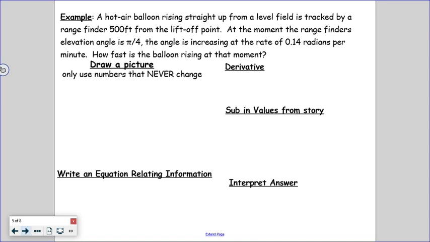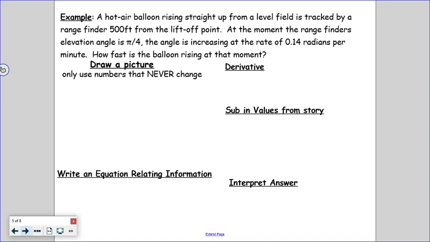So let's start, and this first one's not too bad. The second one, as you read it, gets even more overwhelming just because they throw a lot of stuff at us. So a hot air balloon rising straight up from a level field is tracked by a rangefinder 500 feet from the liftoff point. At the moment, the rangefinder elevation angle is pi over 4. The angle is increasing at a rate of 0.14 radians per minute. How fast is the balloon rising at that moment?